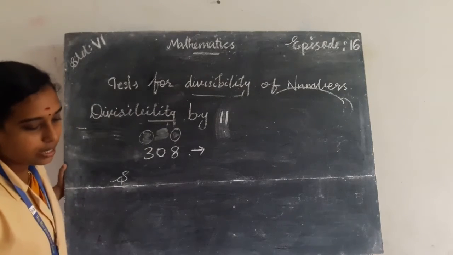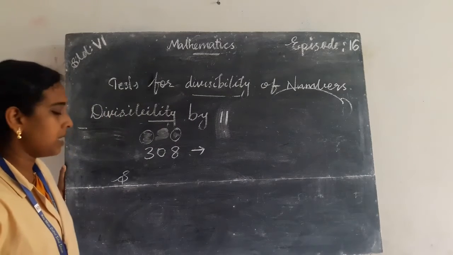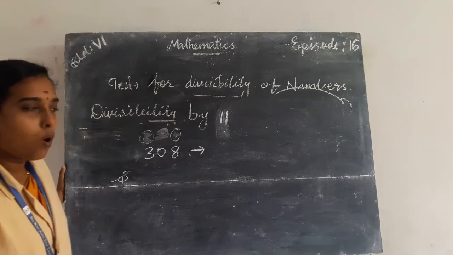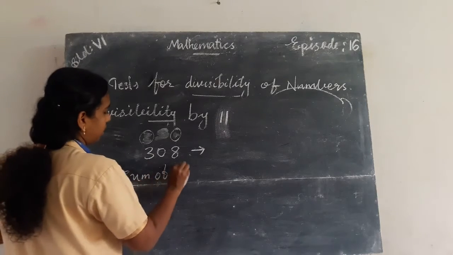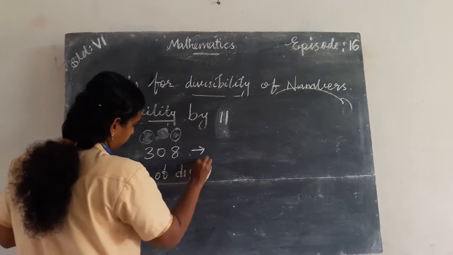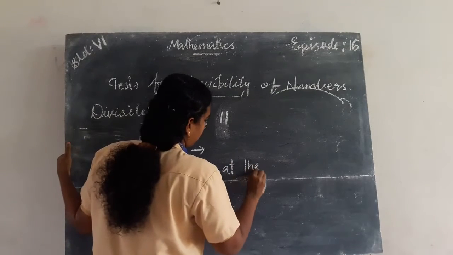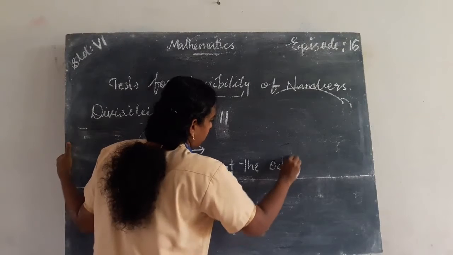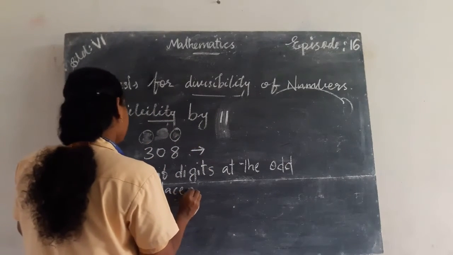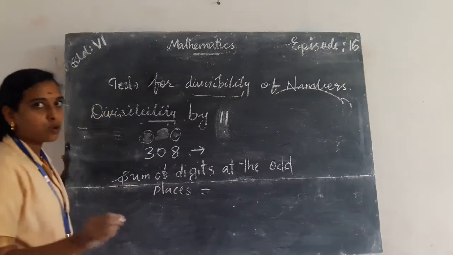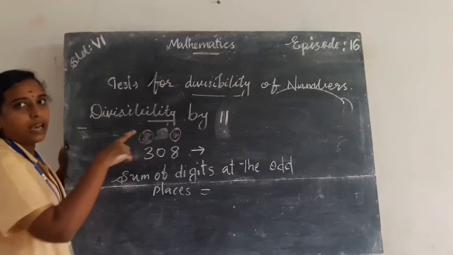Okay, first we find the sum of digits from the right, or the sum of the digits at odd places. Odd place means odd numbers 1, 3, 5, 7, etc. So here 1 and 3 are odd places.